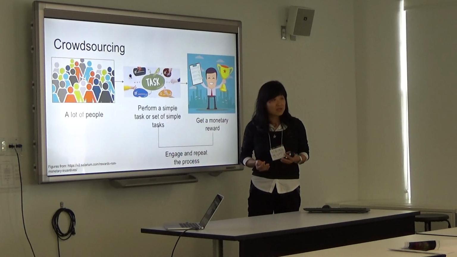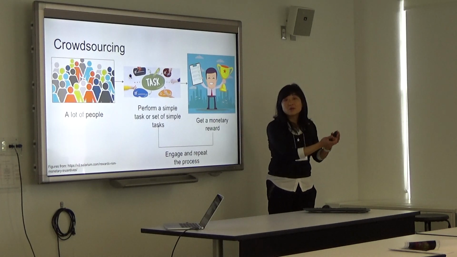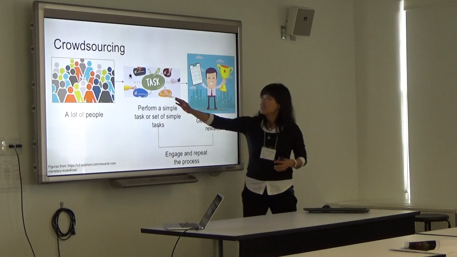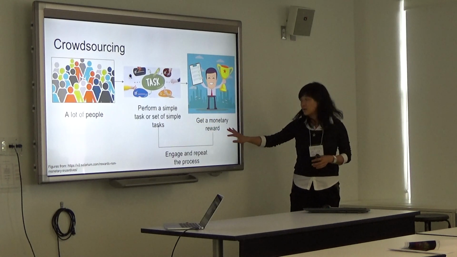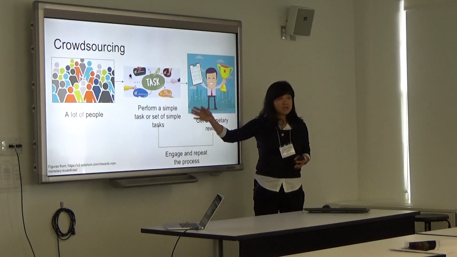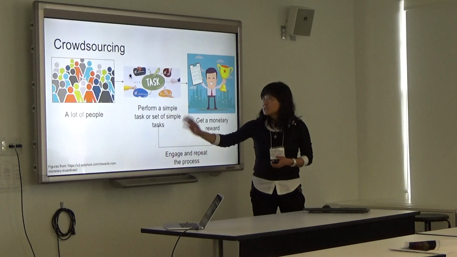Kids can even do it. So they get some money reward if they circle, this is a human head, this is an animal head, something like that. So these are the tasks you gave them, and they can get monetary reward for doing that. So these are usually simple tasks, or sets of simple tasks.